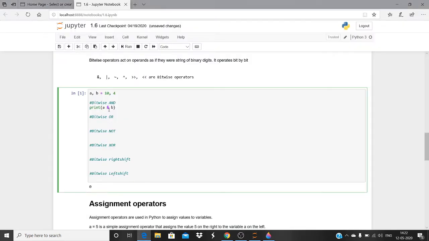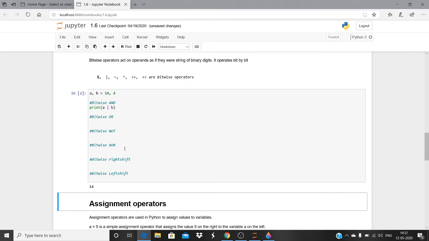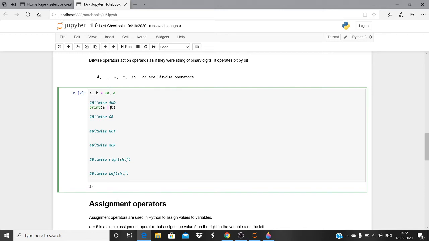Then we apply OR, or you can just try it yourself also. It's very easy. This is just converting the bitwise result into the real number. And you can try the other things by yourself.